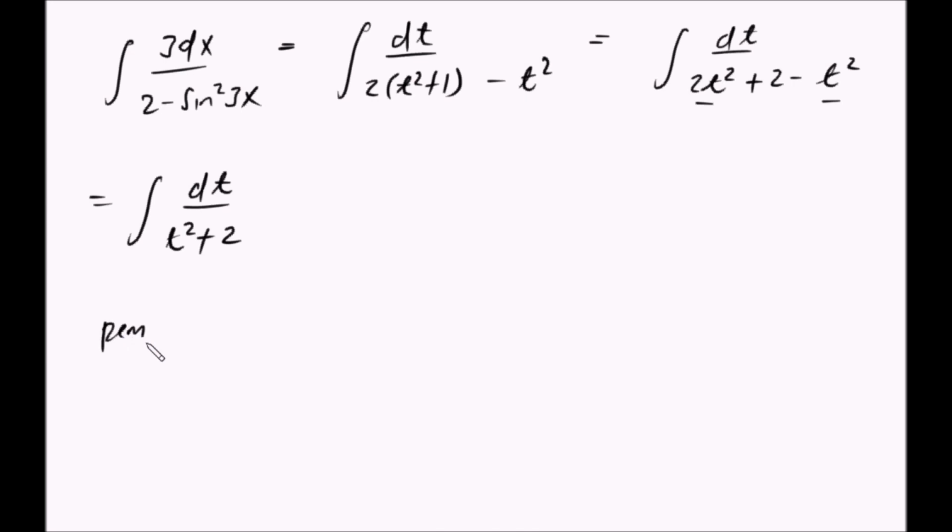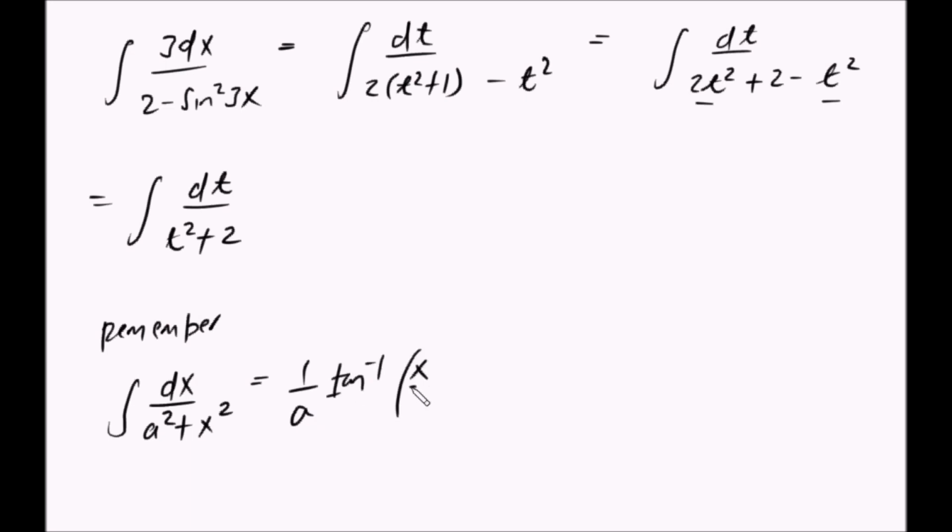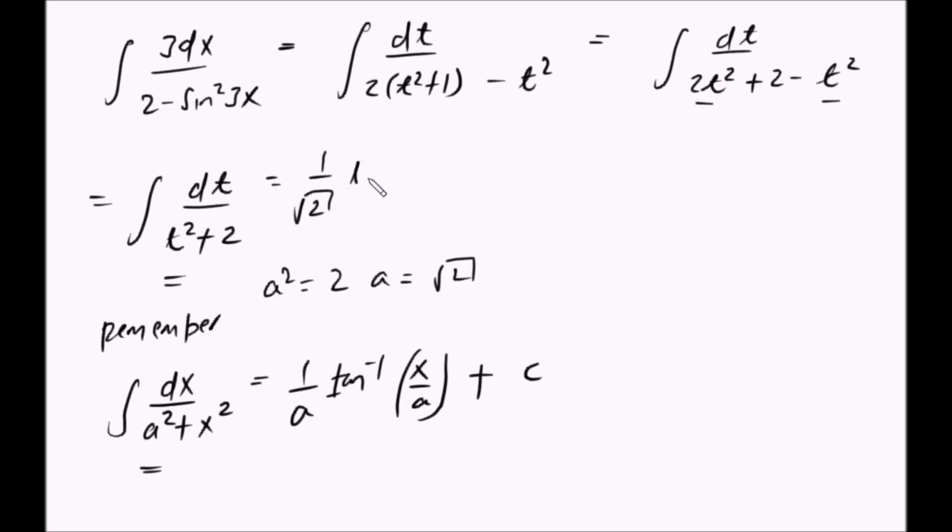So remember now, standard integrals: the integral of dx over a squared plus x squared gives 1 over a tan inverse x over a plus c. So you can see this and this are the same format, except here a squared is 2. So a is the square root of 2. So this will be 1 over a tan inverse, where instead of x now we have t, over a, plus c.